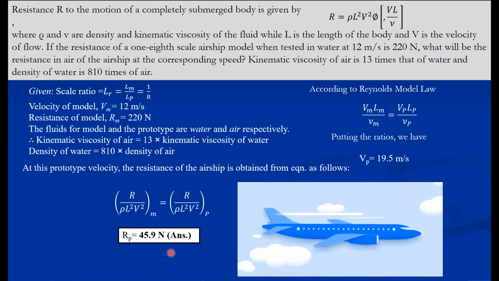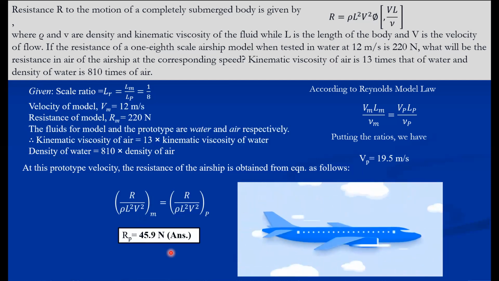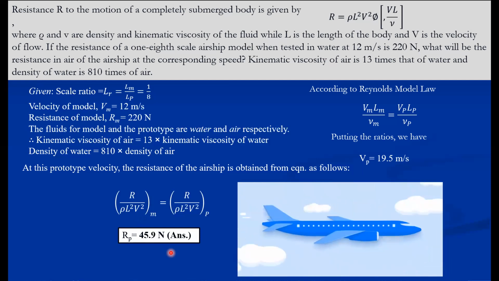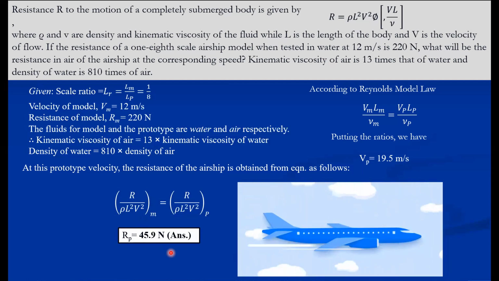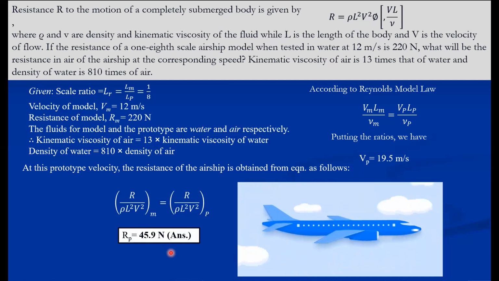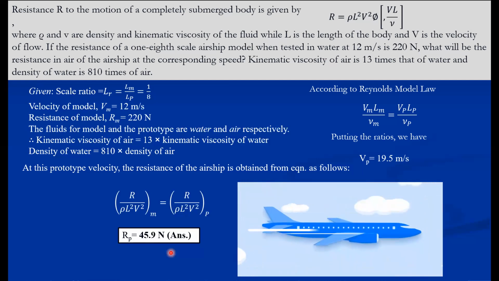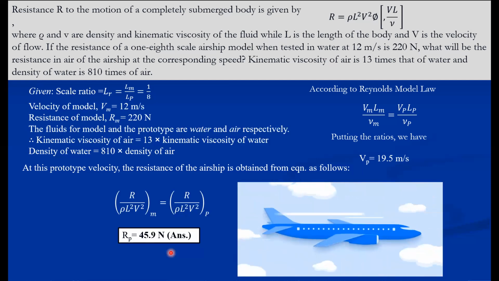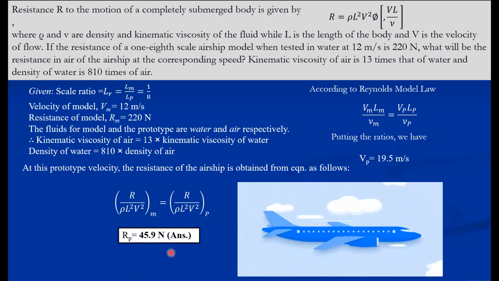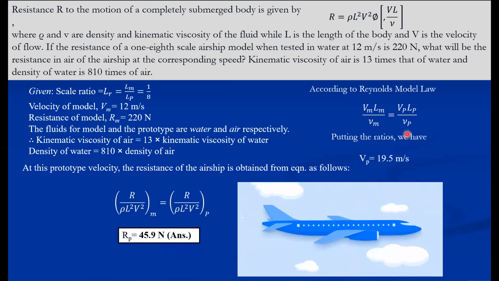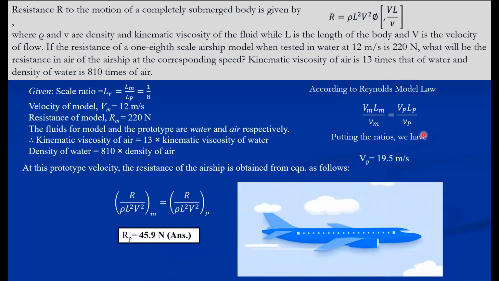So this way we can predict the performance of the actual system, because the model is very small. This is the beauty of model analysis. It saves our time as well as cost, because actual prototype testing is quite expensive and time consuming. So if you perform the test on the model, then based on the model analysis, we can predict the performance of the actual prototype using the different model laws. In this case, we have used Reynolds Model Law.